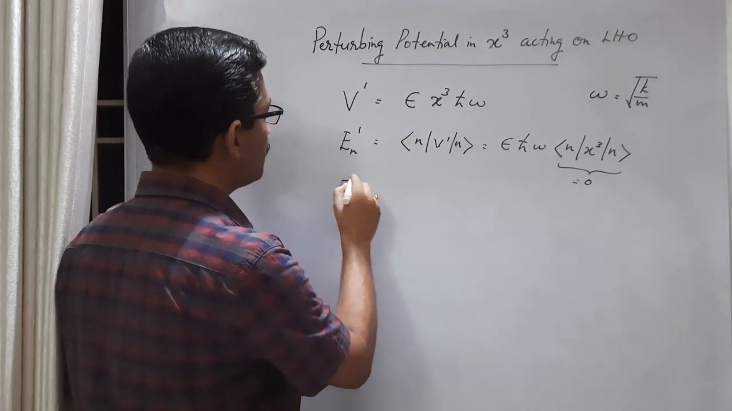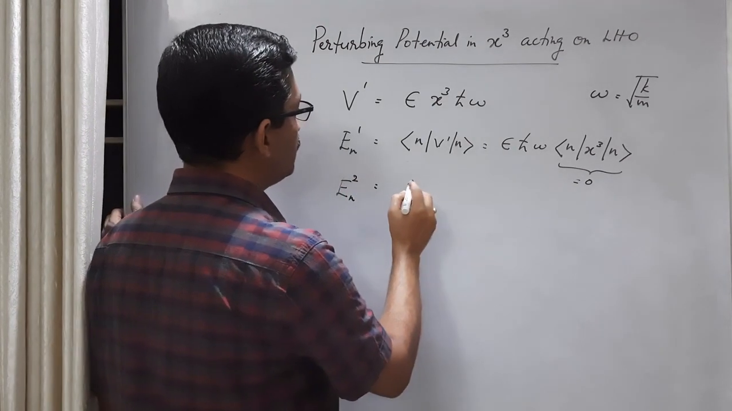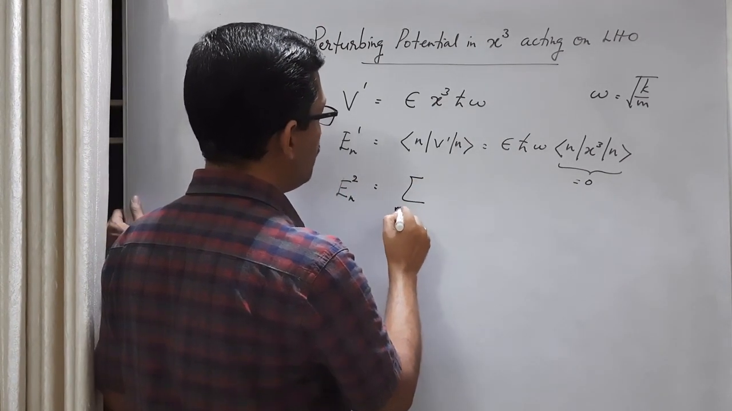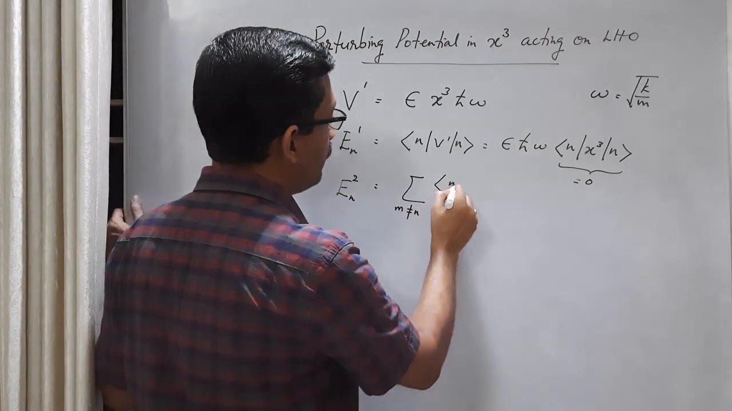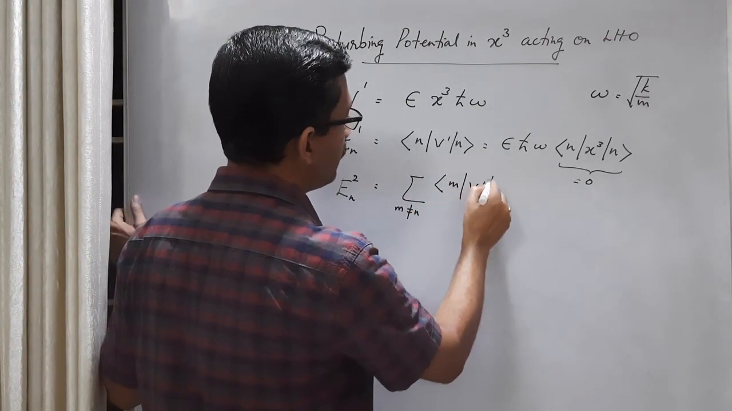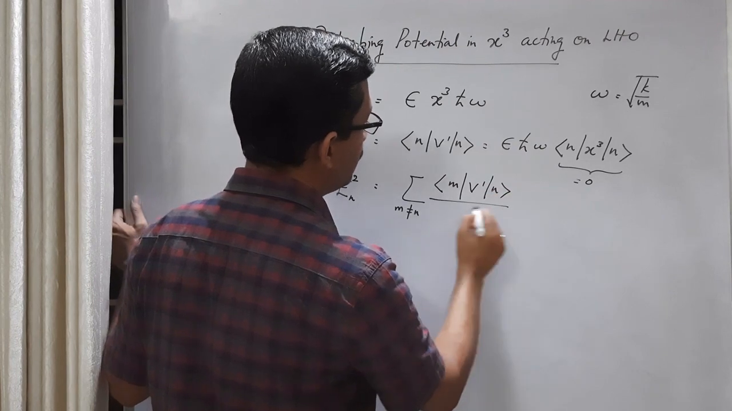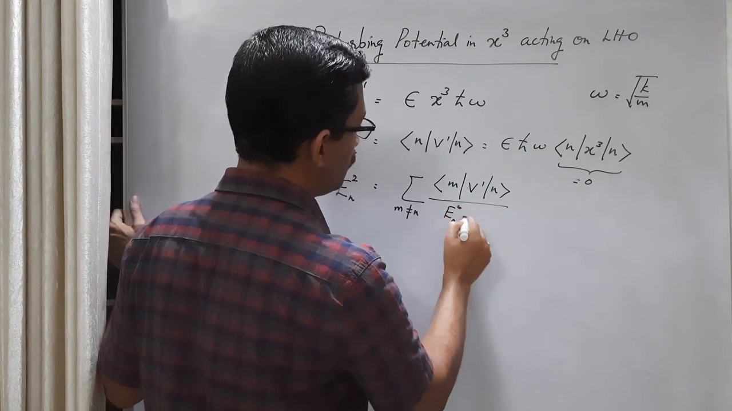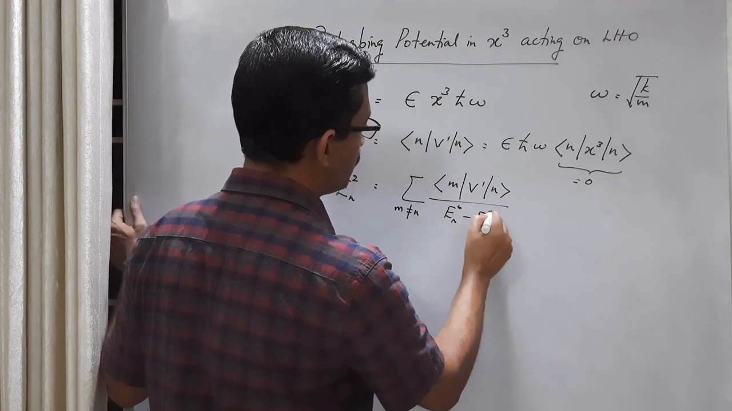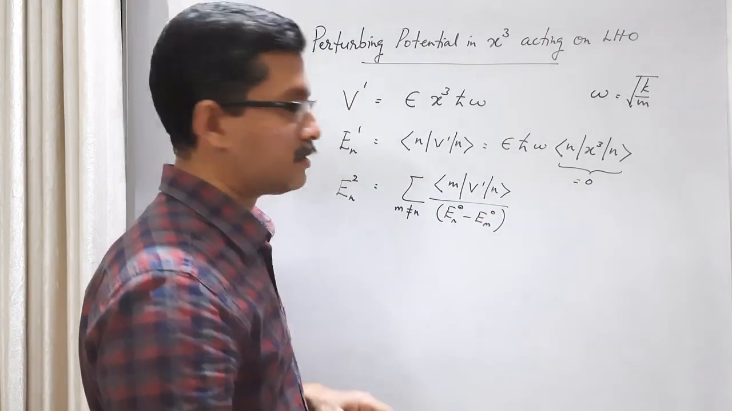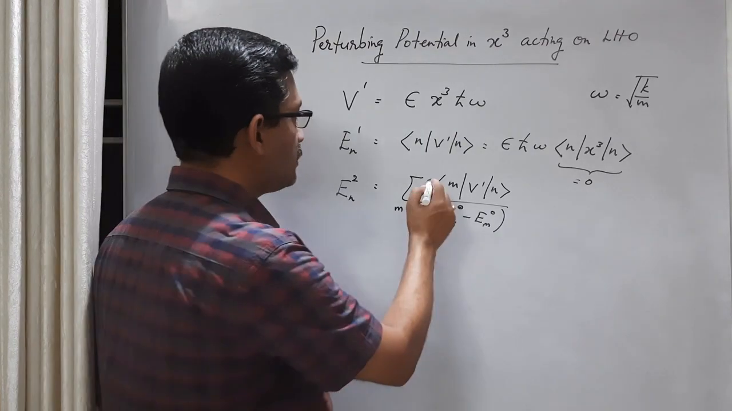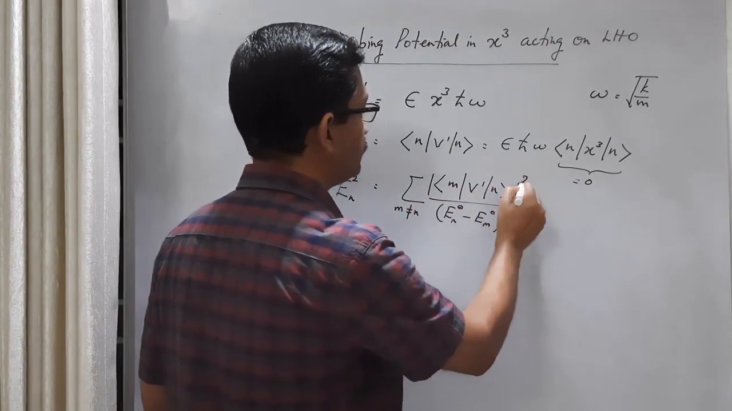So what is the second order correction? It is the summation over m, which is not equal to n, of the matrix element m, H prime, n, divided by E n zero minus E m zero. Okay, this is the second order correction. No, there is a square also, mod square.